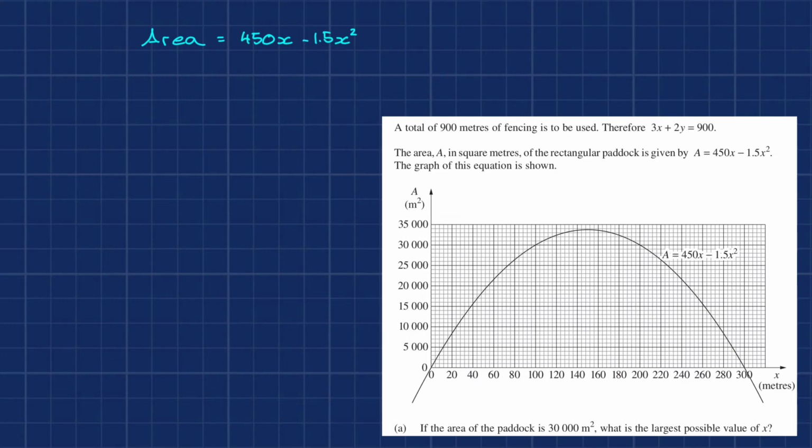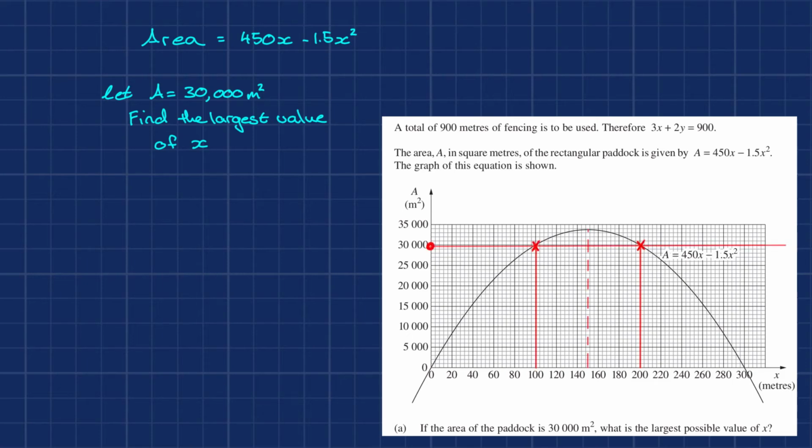If the area of the paddock is 30,000 meters squared, what is the largest possible value of x? Let A equal 30,000 meters squared, and find the largest possible value of x. By inspecting the graph, putting some lines on, we see the line from 30,000 meters intercepts the parabola at 2 points. Because this is a parabola, we get 2 solutions, and the intercepts are x equals 100 and x equals 200. That can be gained just by inspection of the graph, and everything's neatly lined up, so you should be able to do this just with your ruler and the paper.